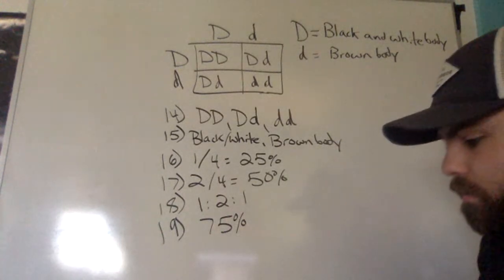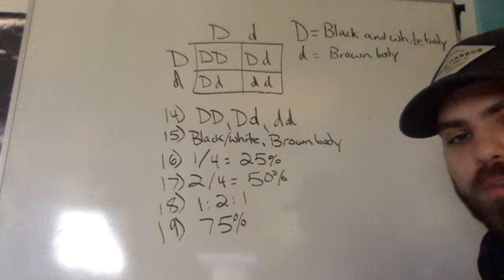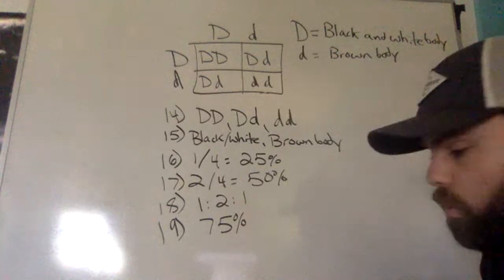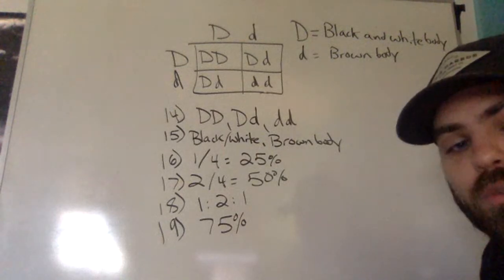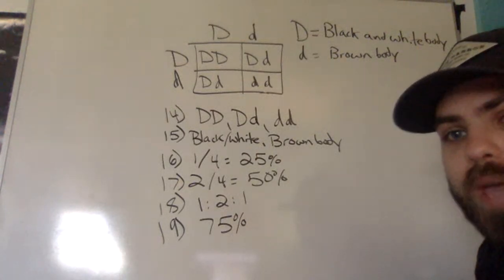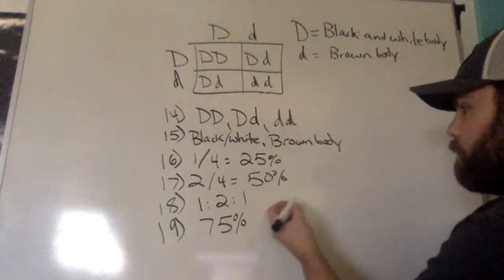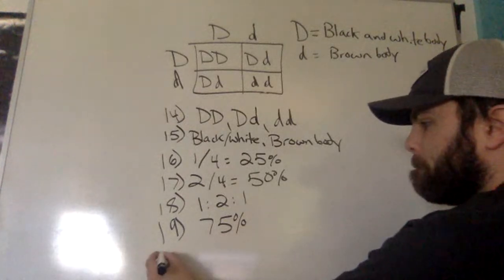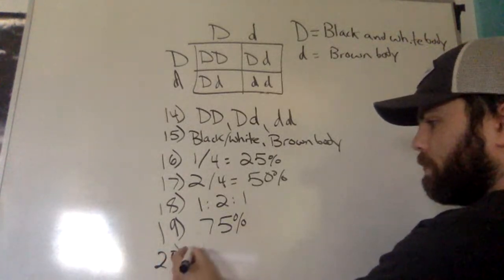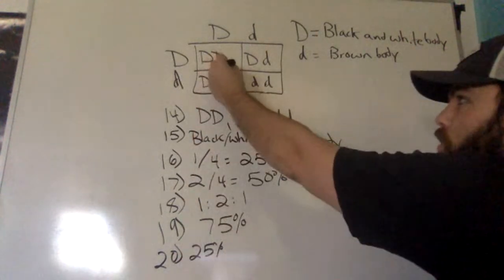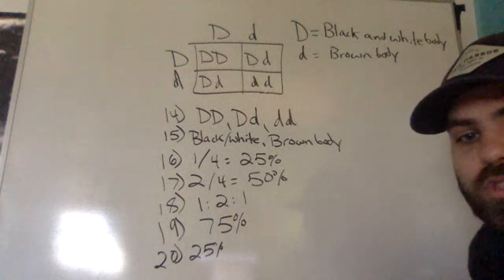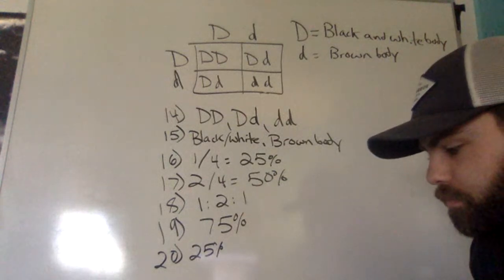What is the fraction of purebred offspring? When we're talking about purebred, it means basically the same thing as homozygous, all right? 2 capital letters. So for number 20, it's going to be 25%, because there's only one box of 2 uppercase letters.